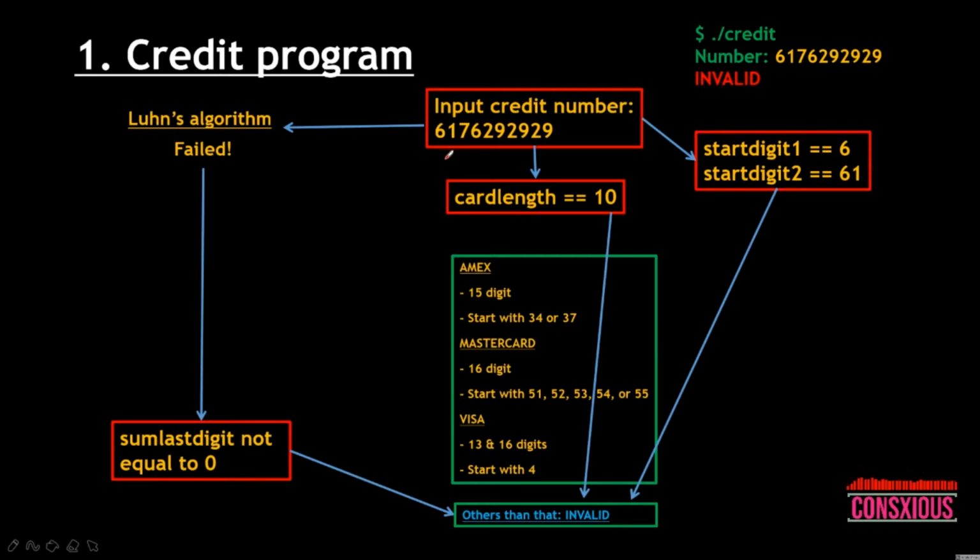At last, we have some credit card numbers that do not belong to these three categories. Here you can see the loop algorithm has failed, and it directly belongs to the invalids. The card length is 10, so it doesn't even belong to these three categories, and the starting digits are 6 and 61, so it's not here either. So we go directly to invalid.